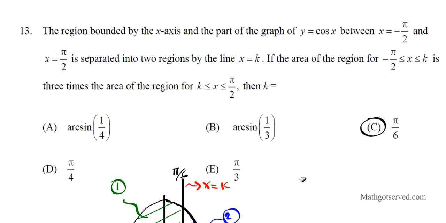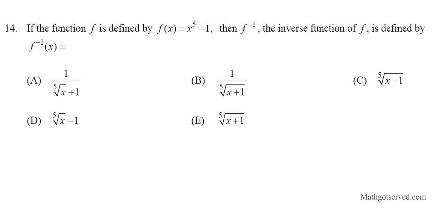All right, let's move along to the next one. Question 14. It says if the function f is defined by f of x equals x to the fifth minus 1, then f to the negative 1, the inverse of the function f, is defined by. So this is a pre-calc process of finding the inverse. So if you're inverting, your input becomes your output, and your output becomes your input. And you solve the resulting switched equation for your new output, and that will be your inverse, okay?